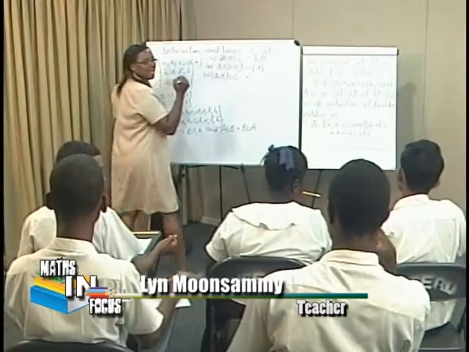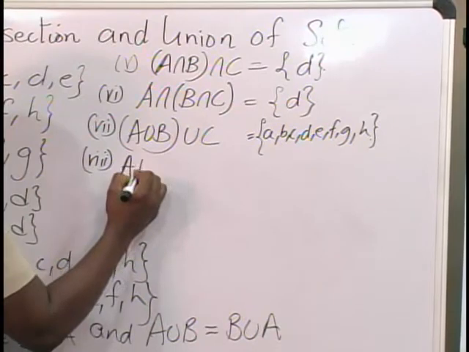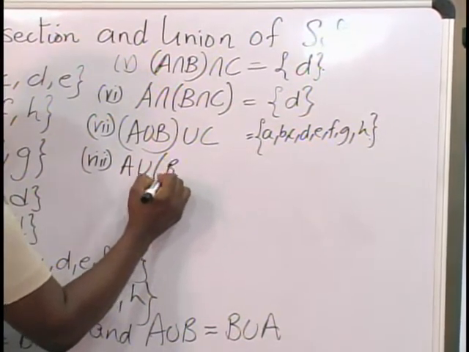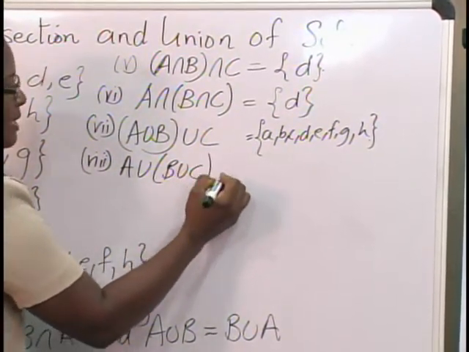Quincy? A, B, C, D, E, F, G, and H. And the last one, the eighth one, would be A union with B union C.